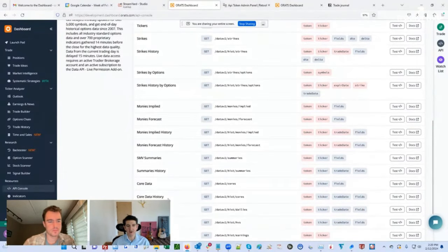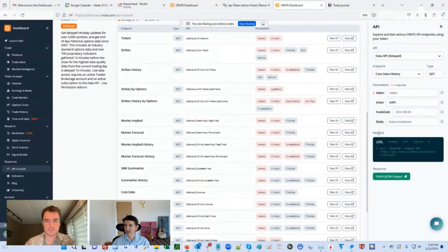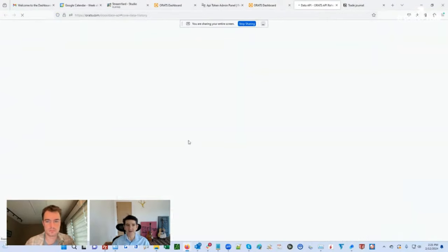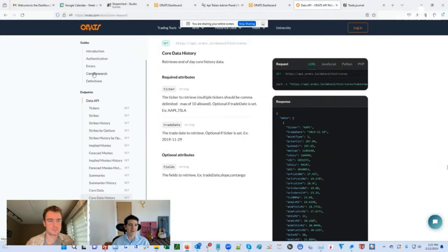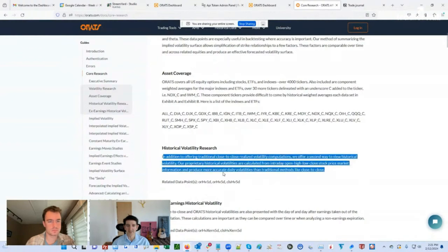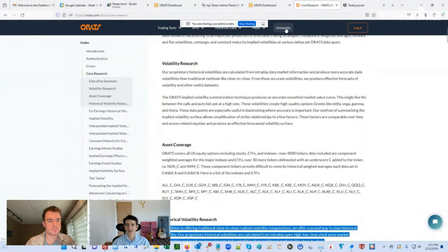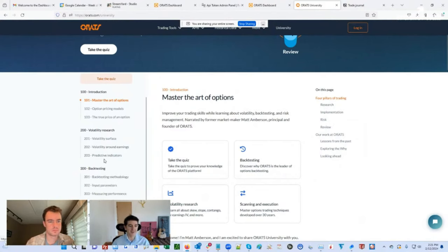Right. So this is the core data. And you could go in and test these out. You could go to core data history and go see the documentation. So we have all the endpoints. It's very well put together. You guys did a good job on this. There's some core research that you could read more about the volatilities, historical volatility information. You could also go to the university and check out more there. Look at volatilities and predictive indicators there.